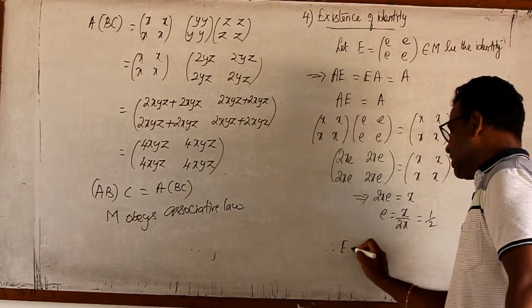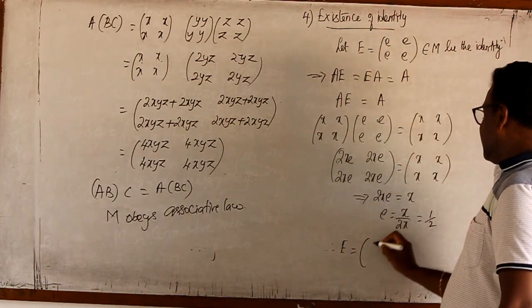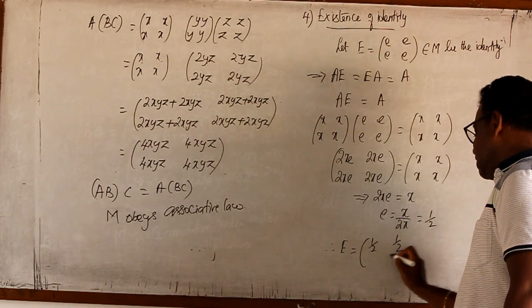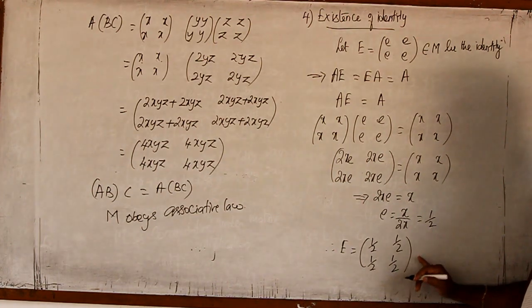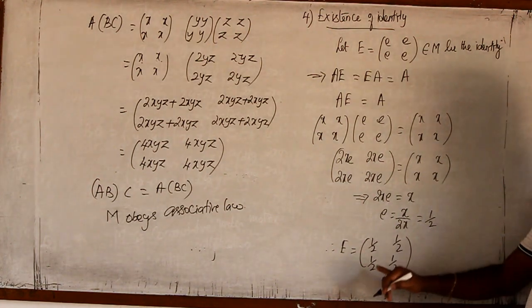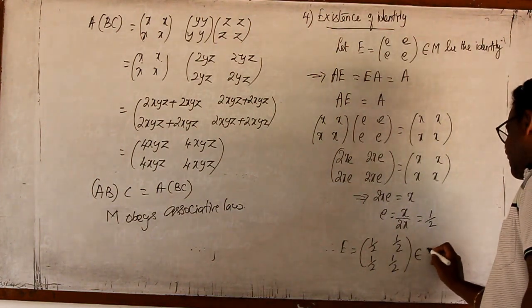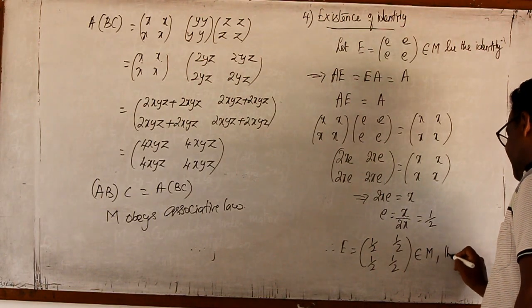Therefore, what is capital E? Instead of small e, I can write 1 by 2, 1 by 2, 1 by 2, 1 by 2. See, in the 2 by 2 matrix, the same number is repeated and also non-zero. So definitely this belongs to M. Third identity.